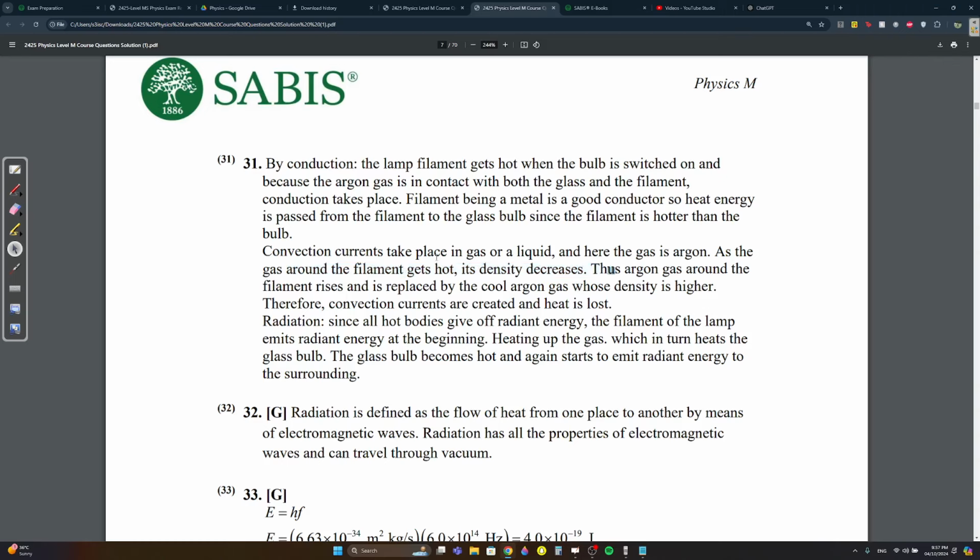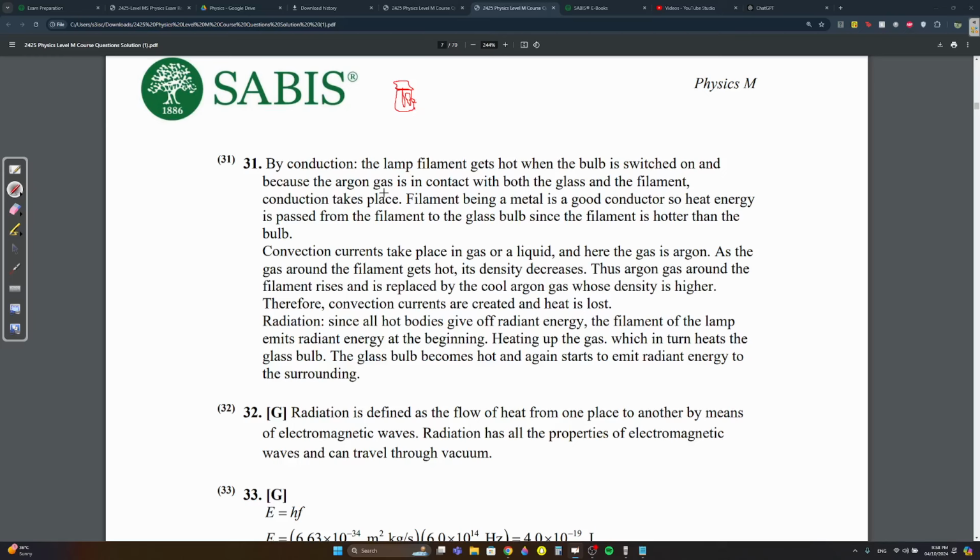Okay, let's see. Argon gas. Okay, I'll summarize this. By conduction, the lamp filament is the light bulb which has this thing in the middle, right? So what happens is the lamp filament gets hot, it conducts. The argon gas is in contact here. So why does it conduct? The heat will flow through the filament rod and flow to the argon gas, which will thus conduct to the glass on the outside of the filament lamp.